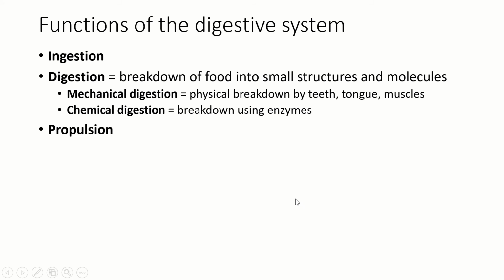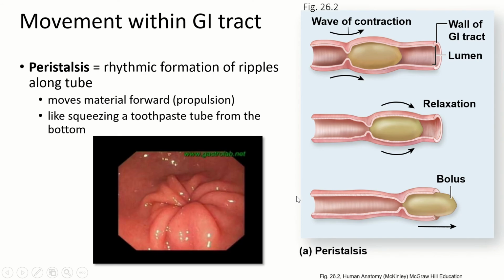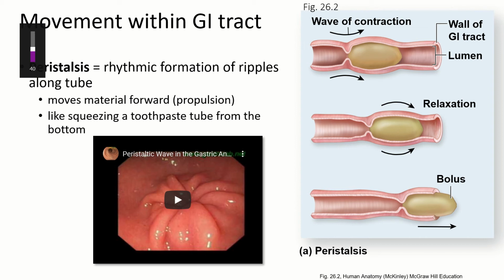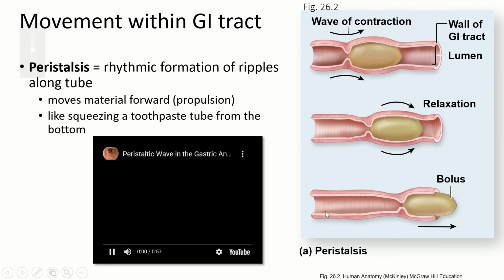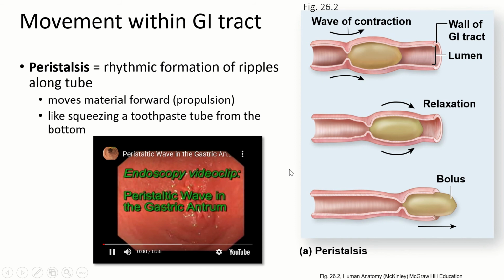Propulsion means moving the food forward through the system, and there's two ways that propulsion happens. The main propulsion is called peristalsis, and this is the rhythmic formation of ripples along the tube. I'm going to make sure I don't have my sound on for this video because it's terrible. So this is a video of peristalsis in the esophagus.